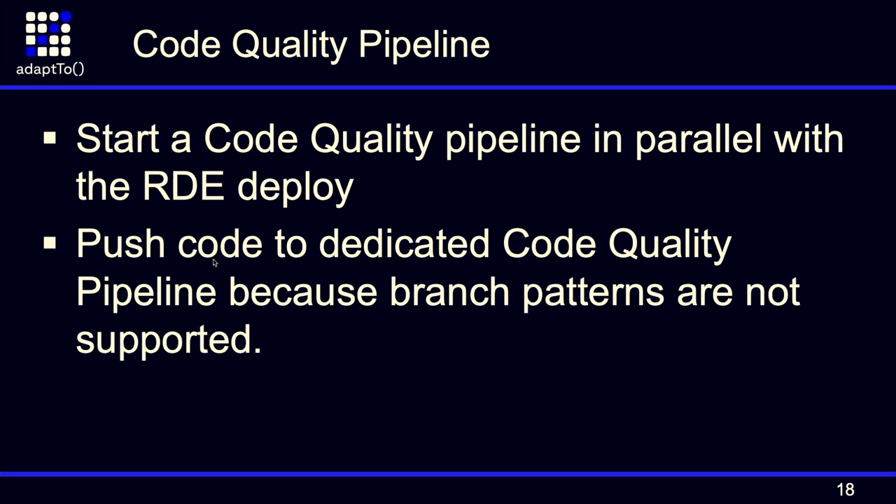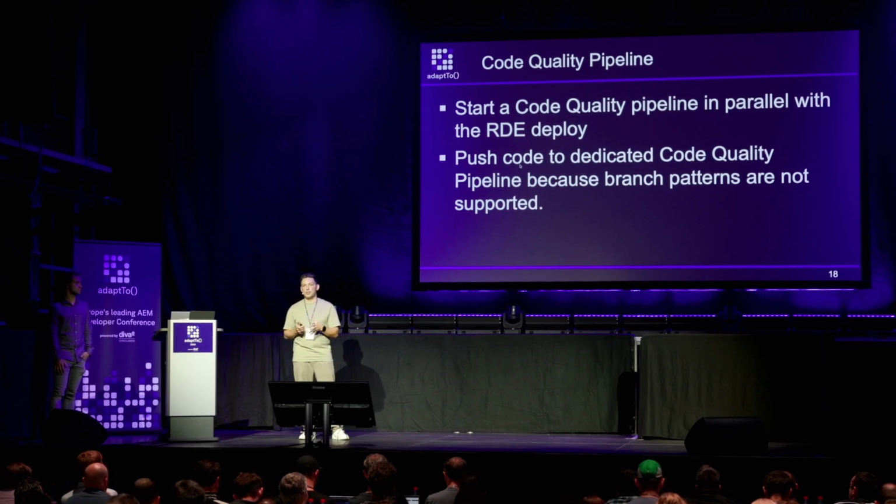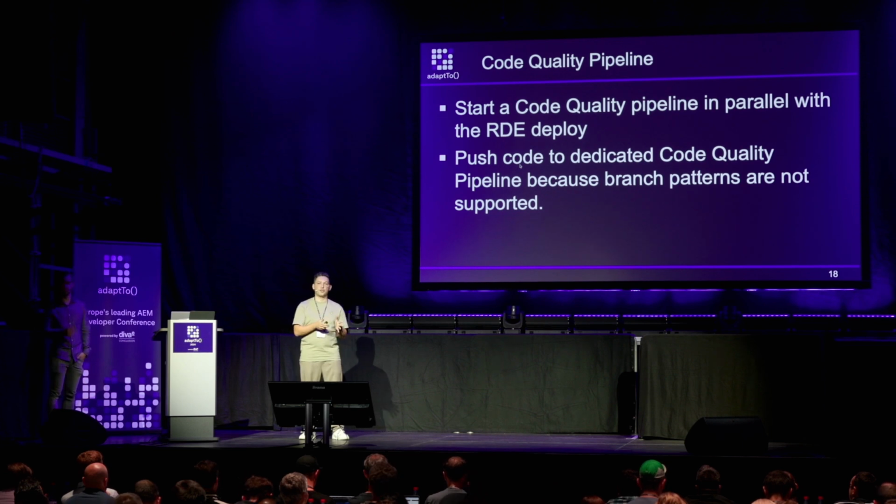Another thing we know is the code quality pipeline. Like I mentioned before, there are two steps. There's the RDE deploy on the one hand, and the code quality pipeline on the other hand. What we do there is we simply push our merge request to a specific code quality branch because, as mentioned before, there is no branching pattern or eventing. You have to assign a static branch there.